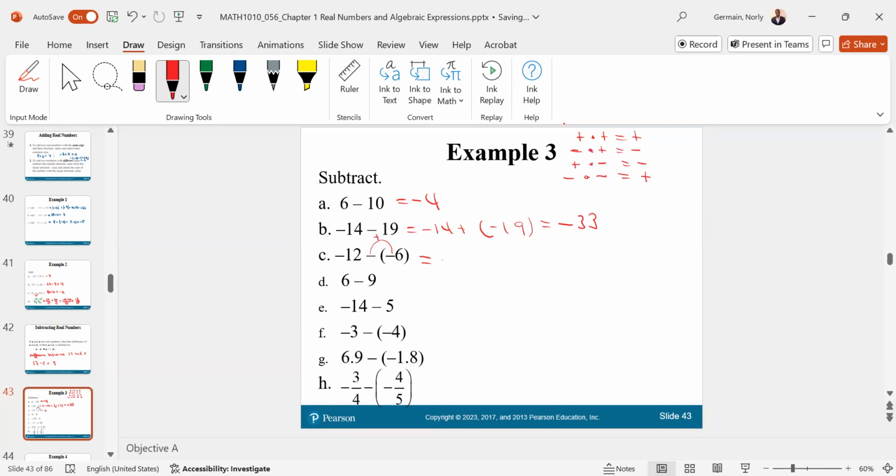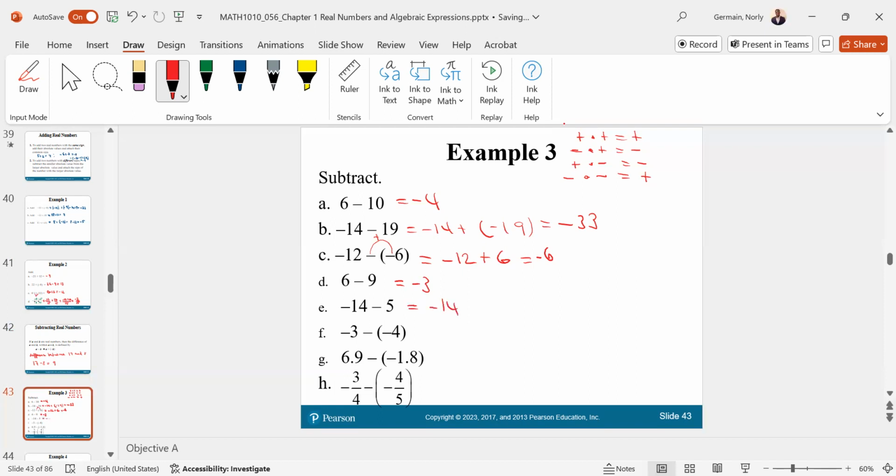For us, we have negative 12 plus 6. You subtract and keep the sign of the largest number. It's like you do 12 minus 6 is 6. 12 is negative and it's larger, so it's negative 6. 9 minus 6 is 3, because 9 is larger. We have negative 3. 14, negative 14, negative 5.